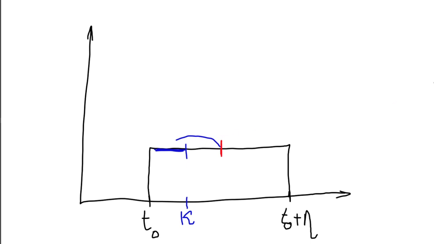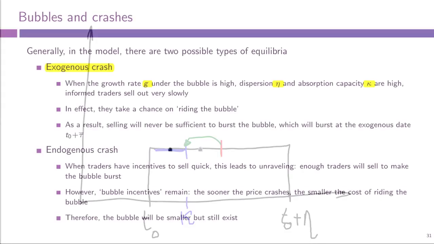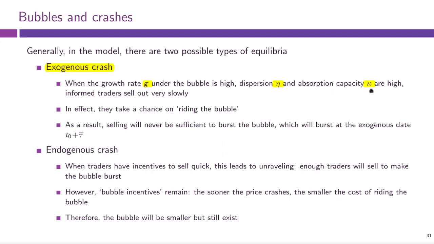You want to rush your trade and to preempt all of the other traders who try to burst the bubble. So when kappa is small, you have the incentives to sell fast. When kappa is large, you have the incentives to delay your sale. This is one parameter here. You can do the same reasoning for eta and for g. G is among the more intuitive.